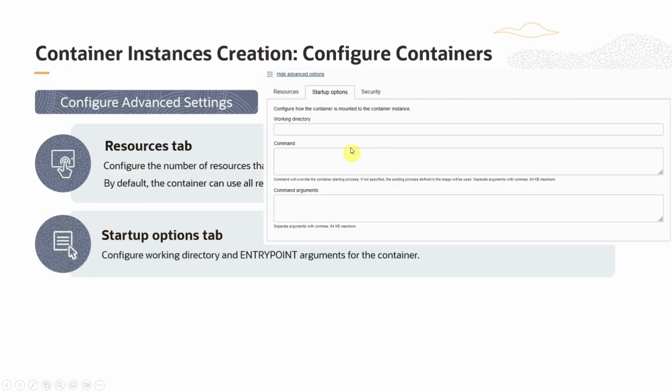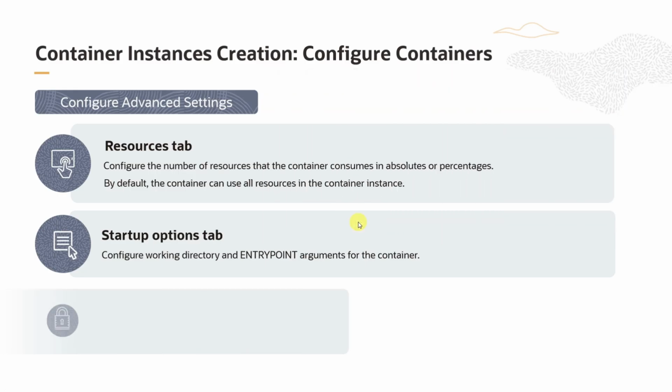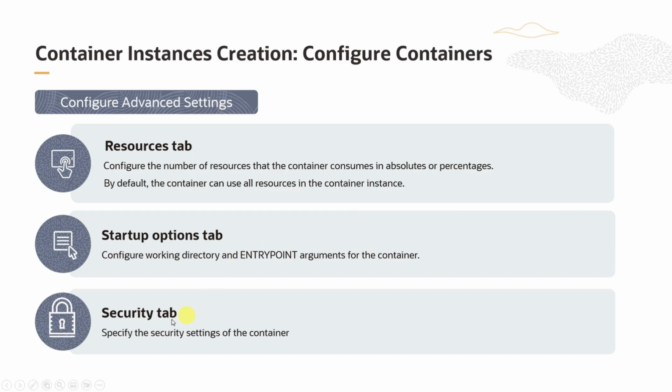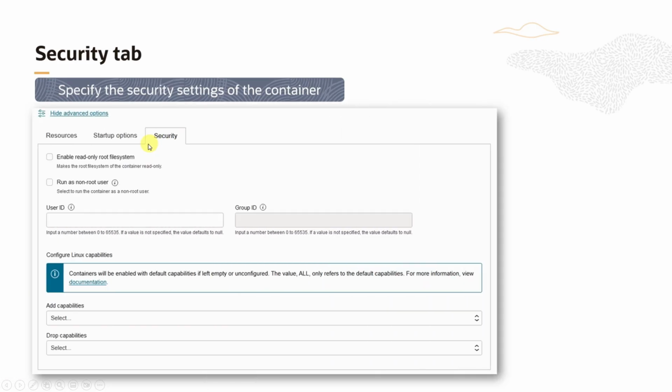Here you can configure additional settings such as working directory, command, and command arguments. These settings allow you to customize the startup behavior of your containers, ensuring it behaves as expected upon initialization. Lastly, on the Security tab, you can specify security settings for the container. Let's take a closer look at the Security tab and the various options available.